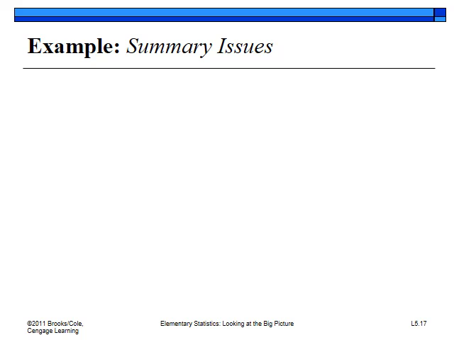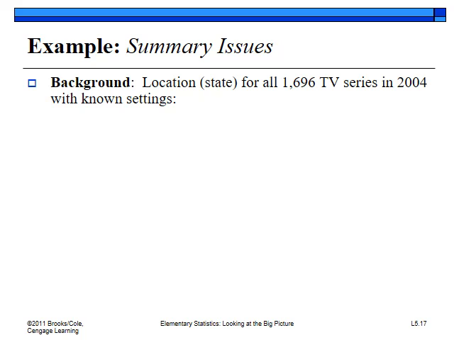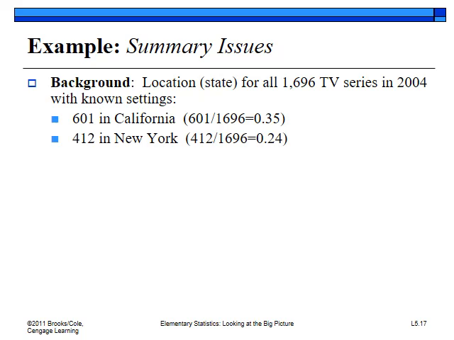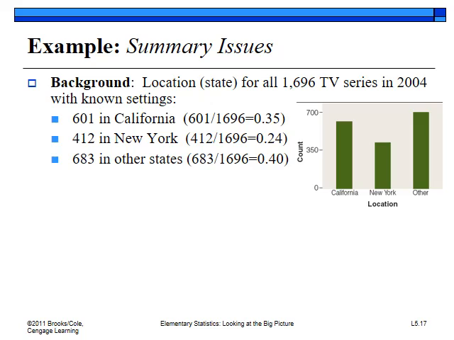Let's look at a different example. The location by state for all 1,696 TV series in 2004 with known settings. 601 of them were set in California, that's 35%. 412 in New York, that's 24%. 683 in all other states, that's 40%. We might use a bar chart to display that set of data.